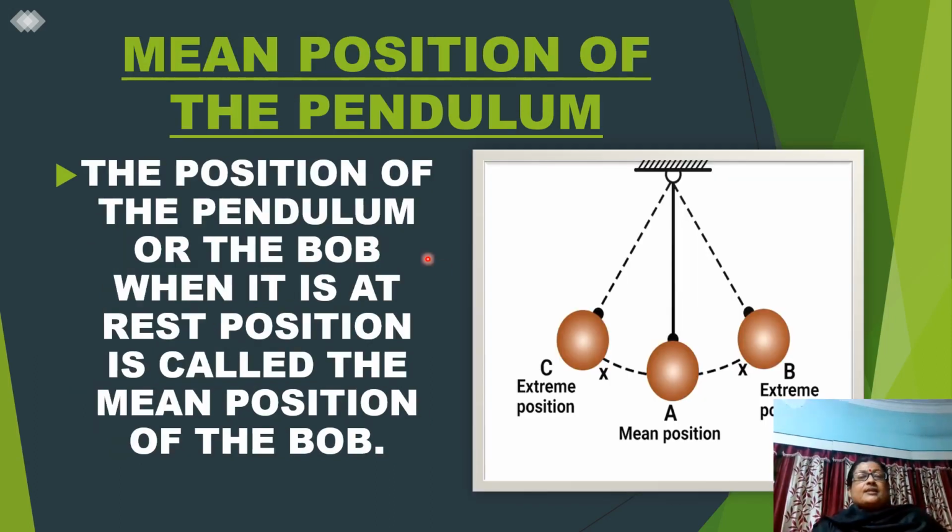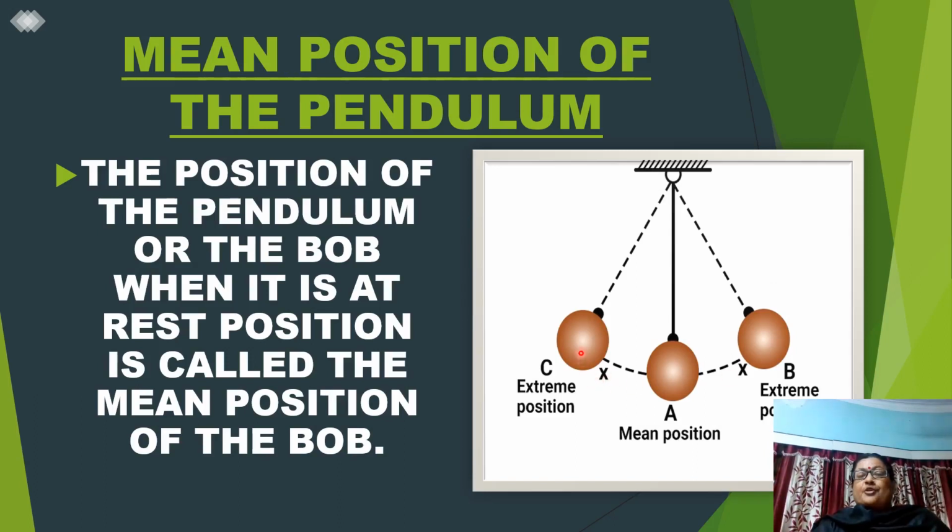Now next is the mean position. What is the mean position of the pendulum? The position of the pendulum or the bob when it is at rest is known as the mean position of the bob.